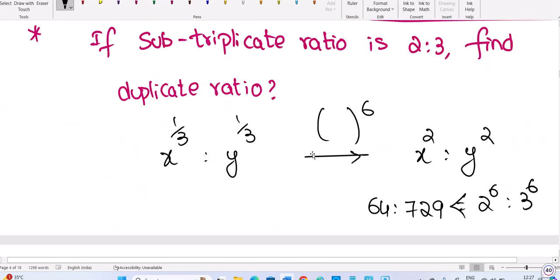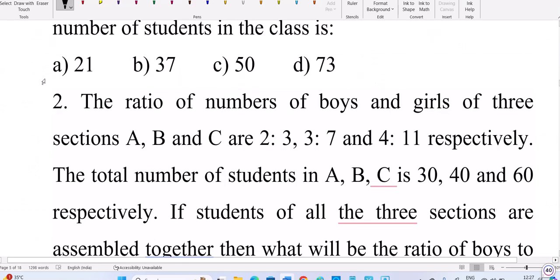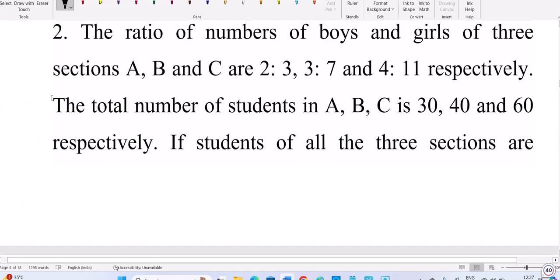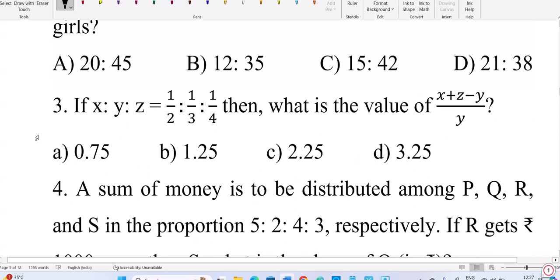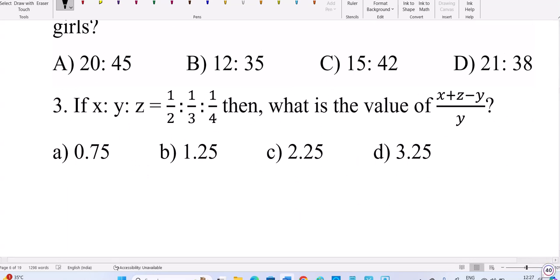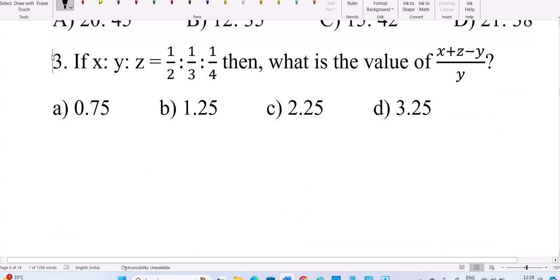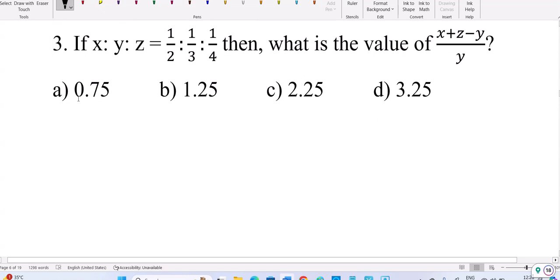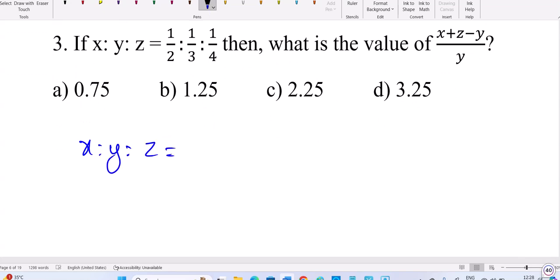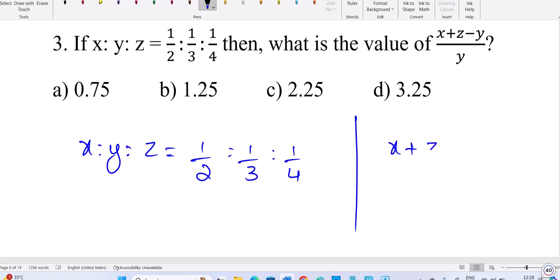But a very important thing in our discussions is actually joint ratio. Before going for that, I want to show the application part of this. See, this is the third question. Here, x, y, z are in the ratio 1 upon 2, 1 upon 3, 1 upon 4. You are supposed to calculate (x plus z minus y) divided by y.